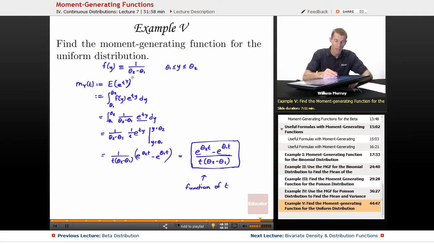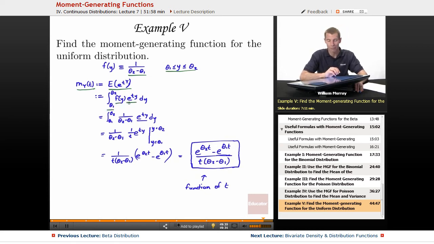Just to remind you, we had a whole lecture on the uniform distribution, so if you don't remember the basic premise of the uniform distribution, you could go back and do a quick review there. But the density function is 1 over theta 2 minus theta 1. In particular, it's constant. That's why I have 3 lines here to show that it's always equal to. The range goes from theta 1 to theta 2. The moment generating function, by definition, we learned in this lecture, is the expected value of e to the ty. The expected value of any function is the integral of the density function times that function.